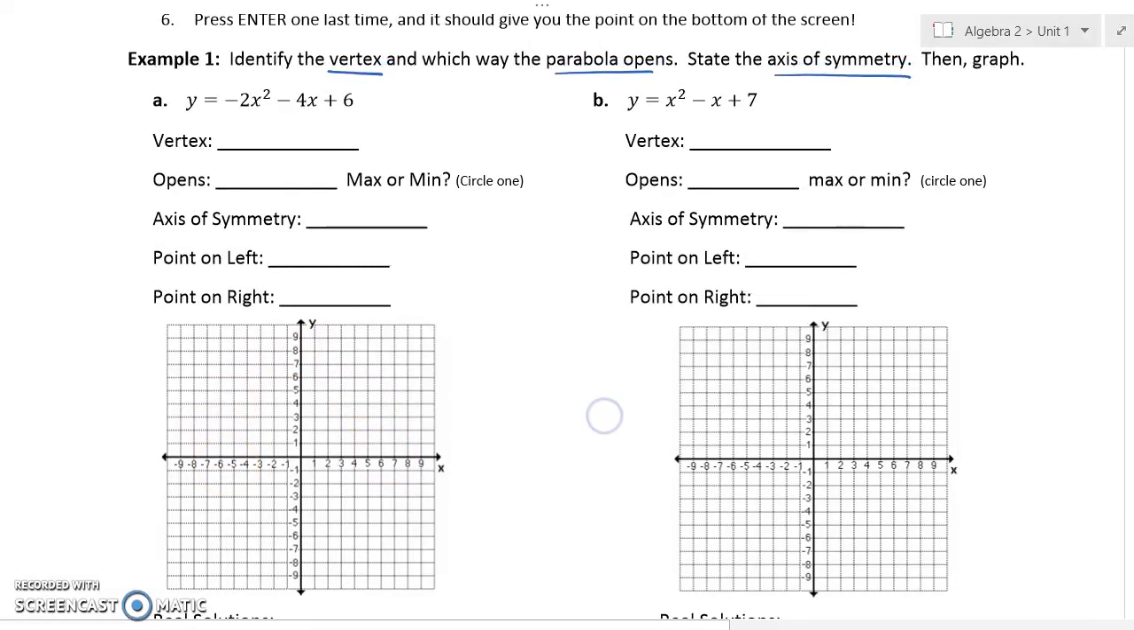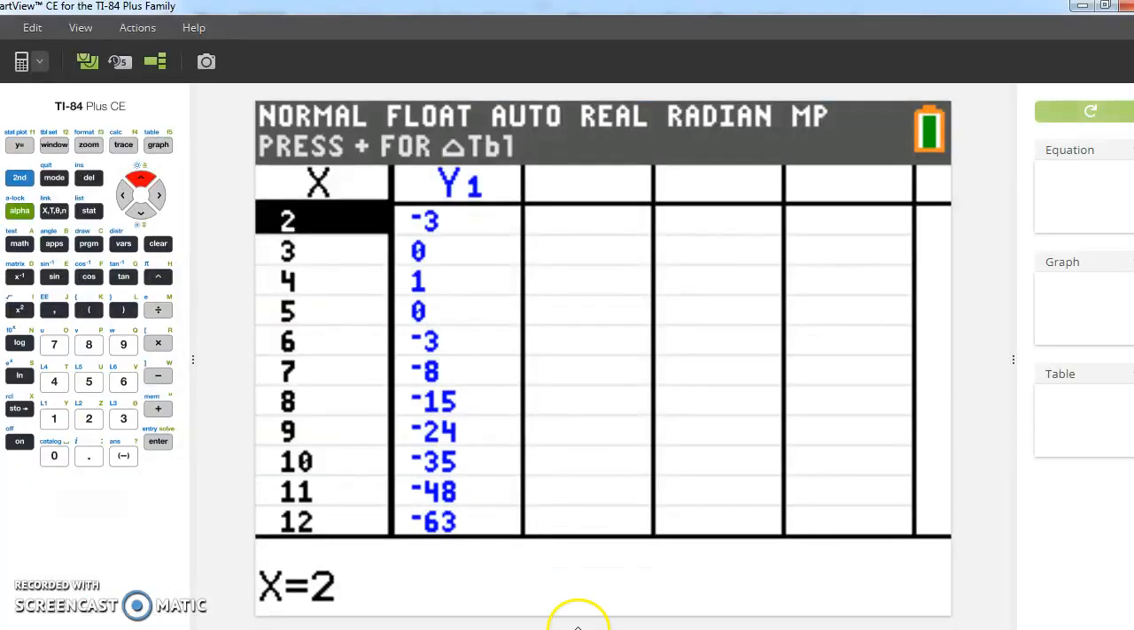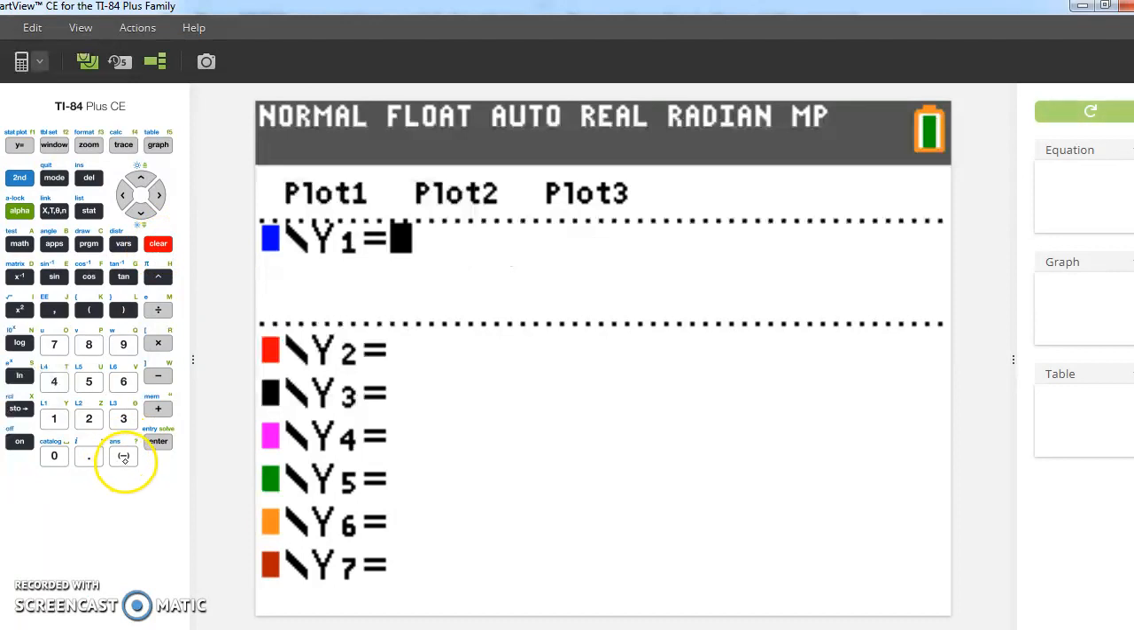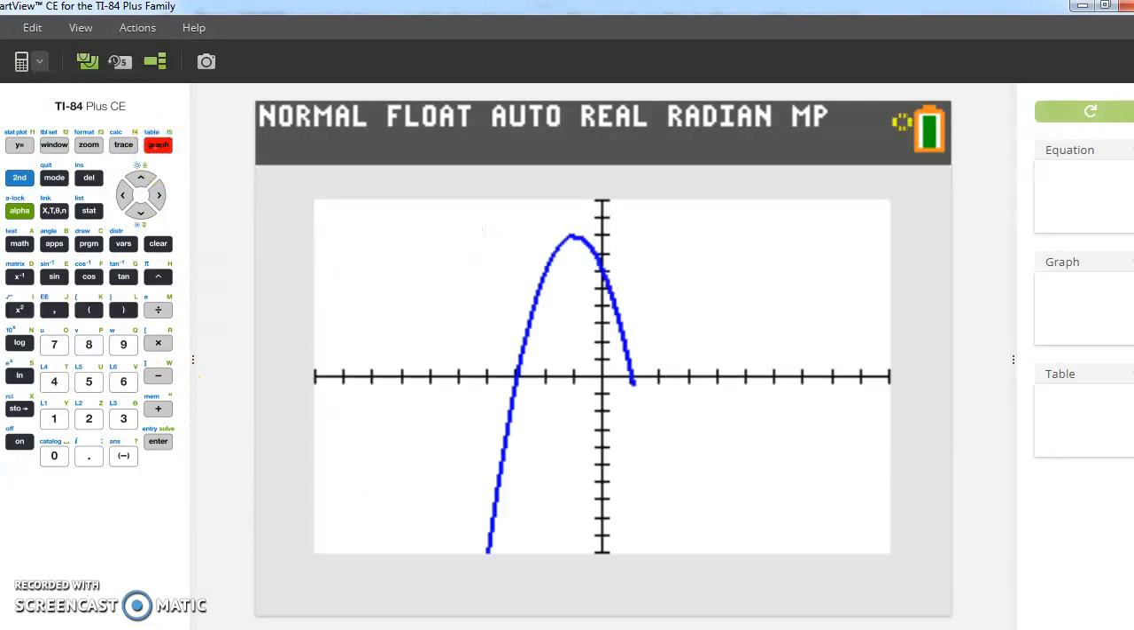Now, I am going to utilize my calculator because I can't even tell what the vertex is by looking at standard form. So I'm going to take out my TI-84. I'm going to go to y equals, and I'm going to clear what I have and put in my new equation. Negative 2x to the second power, then we have negative 4x and plus 6. So let's go ahead and graph our equation. That's what it's supposed to look like when I graph it.